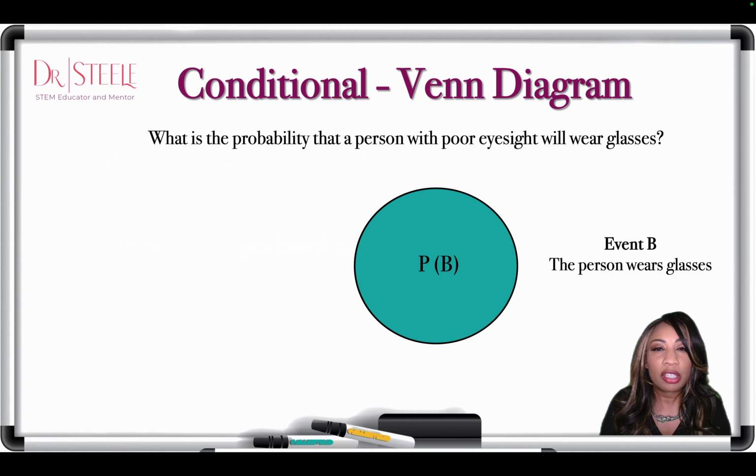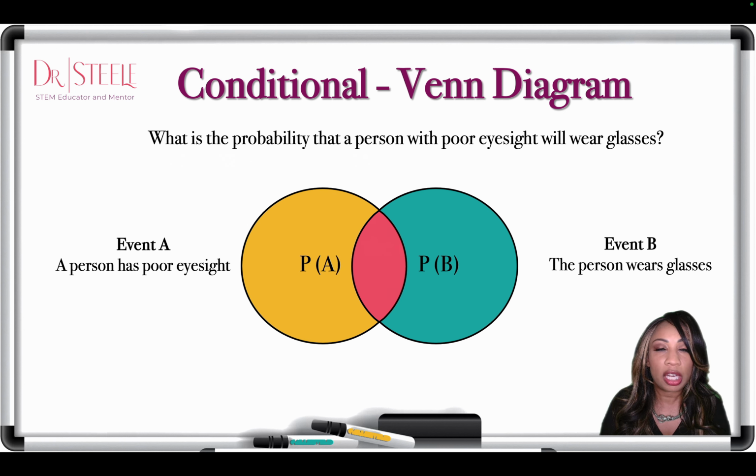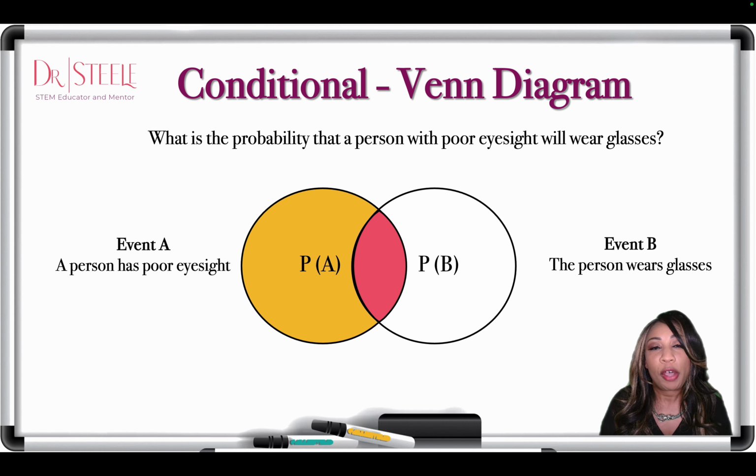Now, when we're looking at conditional questions, we're basically saying, okay, we know that something already is happening, right? And so the question says, what is the probability that a person with poor eyesight? So we already know the person has poor eyesight, right? And so that is going to give us the probability of A. Now, of that probability, we're wondering, will that person wear glasses? And so that's why you also have that intersection part that's represented in the pink.